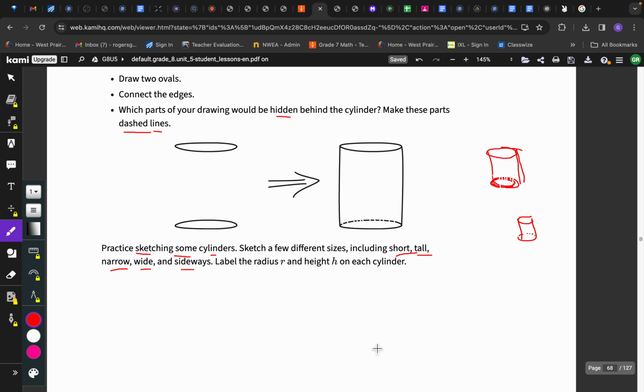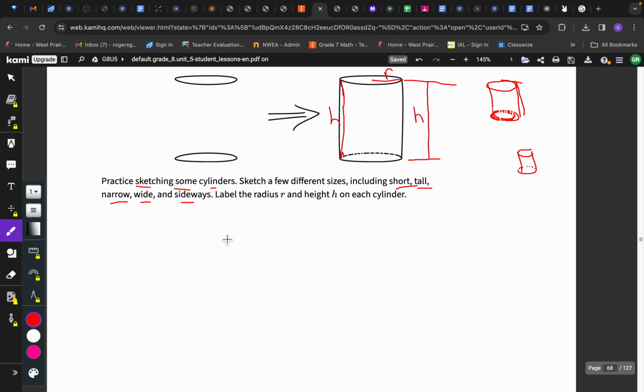Now here's what we haven't done. It says label the radius R. So if I was to label this, the radius, if you remember, the radius is from the center of a circle to the edge. That is called R. Now the height of this is from here to here. That is also the height. So I could have just written an H right here, and technically that means what we're talking about is from here down to here.